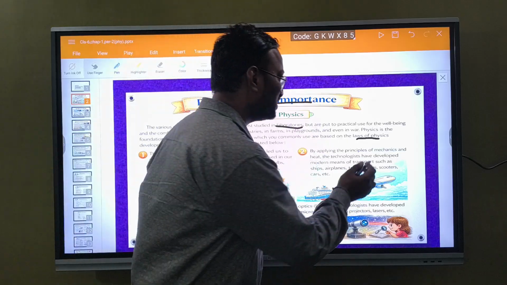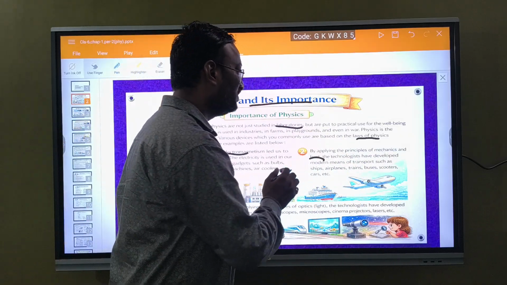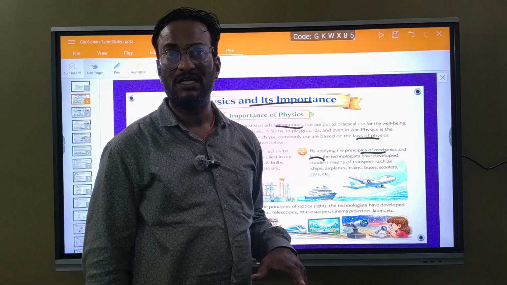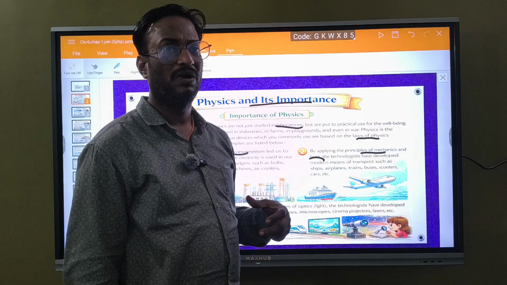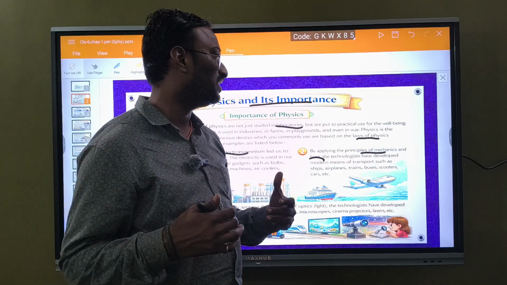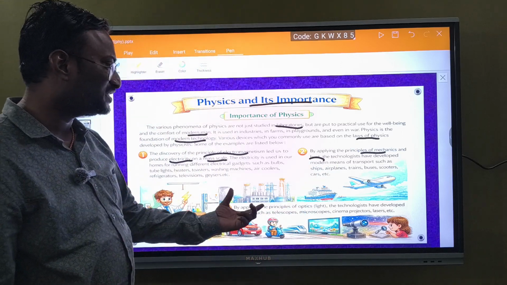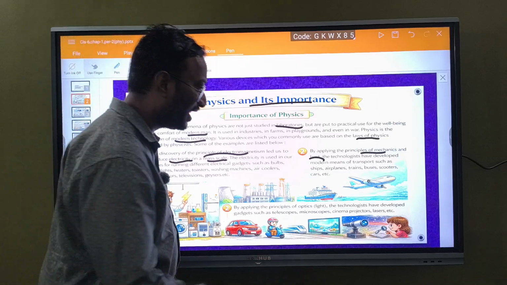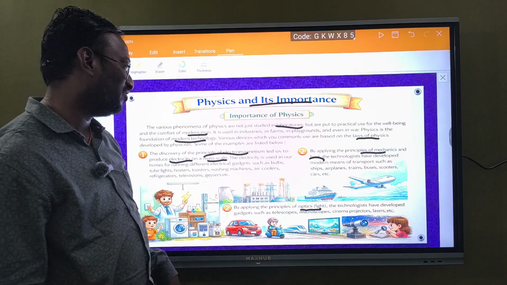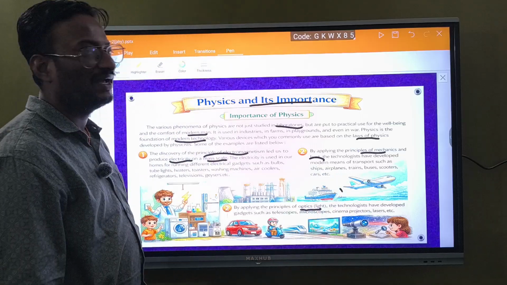There is one more principle, that is the principle of mechanics. With this principle and even heat, the technologists have developed the modern means of transport. Transportation has developed vastly nowadays. So that is due to the principle of mechanics and heat. Next thing is by applying the principles of optics, that is light. With the principle of optics, technologies have been developed such as telescope, microscope, cinema projector, lasers, etc.